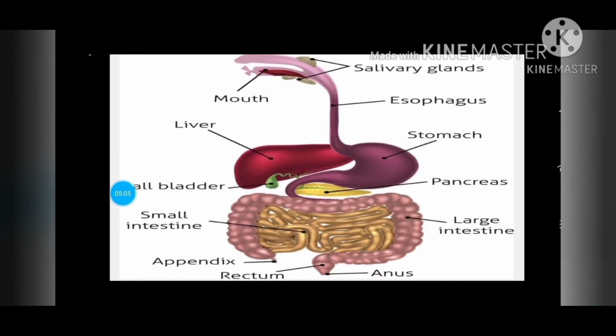You know that when we intake food, generally we intake it with the help of our right hand. When we put the food inside our mouth, what is present inside our mouth? Some different parts are present, like our teeth, our tongue, and some salivary glands.